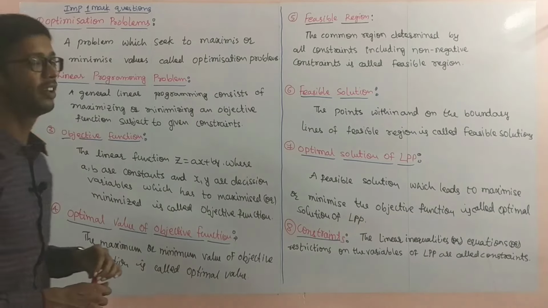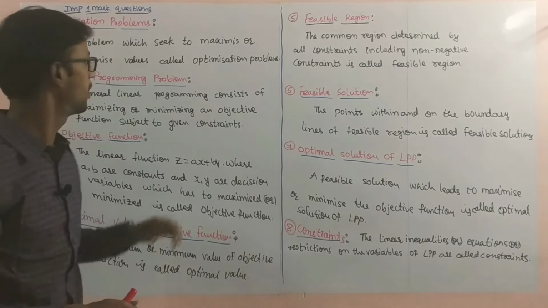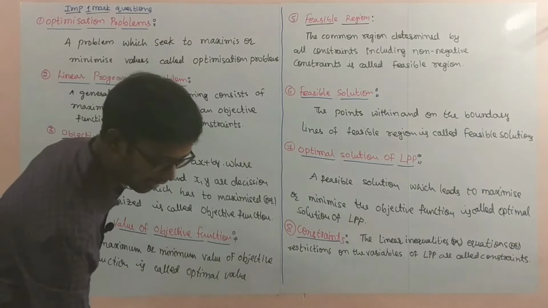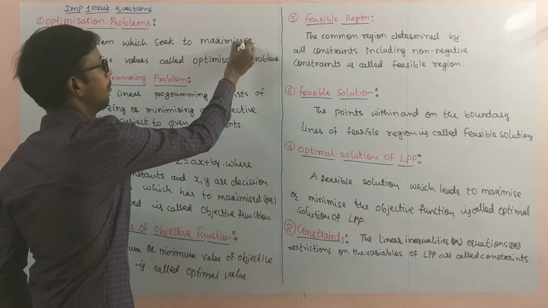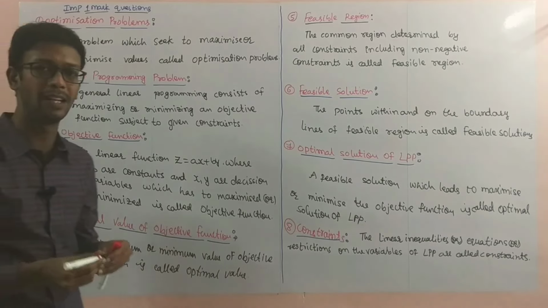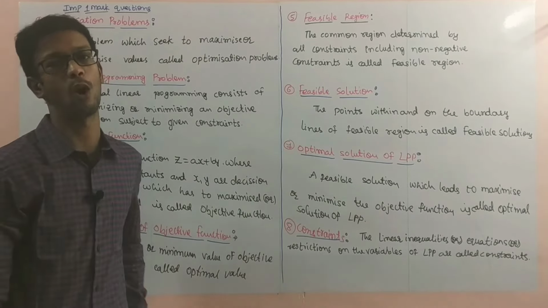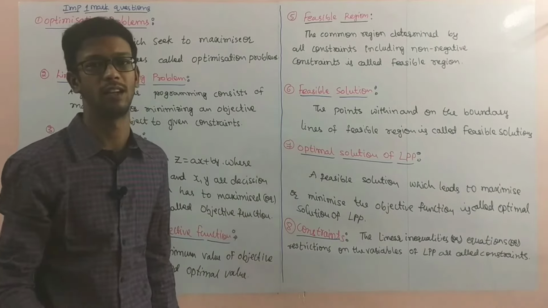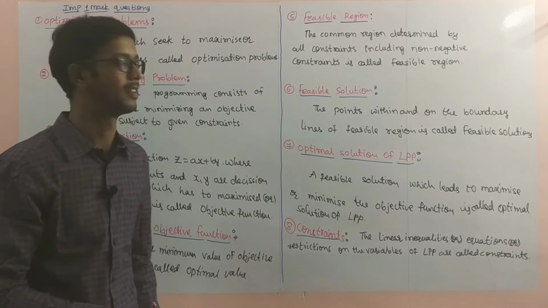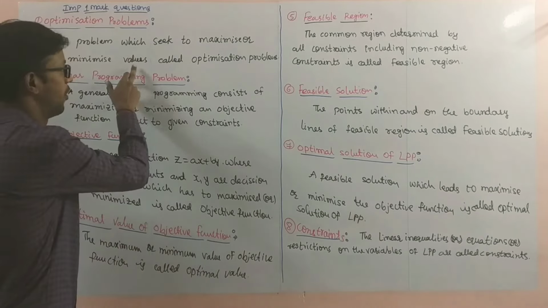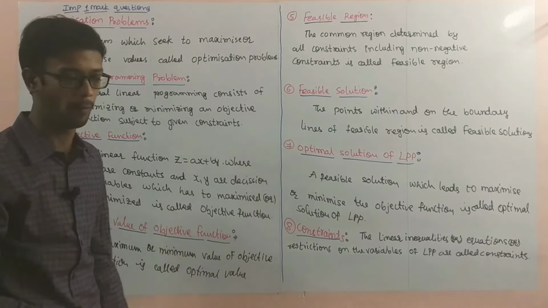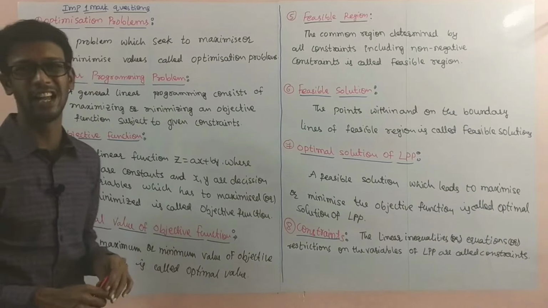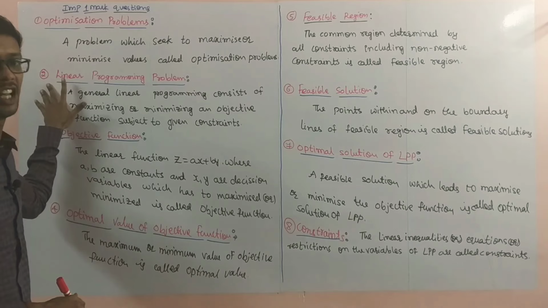First one, optimization problem. What is an optimization problem? A problem which seeks to maximize or minimize a value. In the previous problem, we maximized the profit. Some places will take minimum cost or minimum loss. So finding minimum or maximum values is called an optimization problem. One special type of optimization problem is our linear programming problem. Here you see what is a linear programming problem.